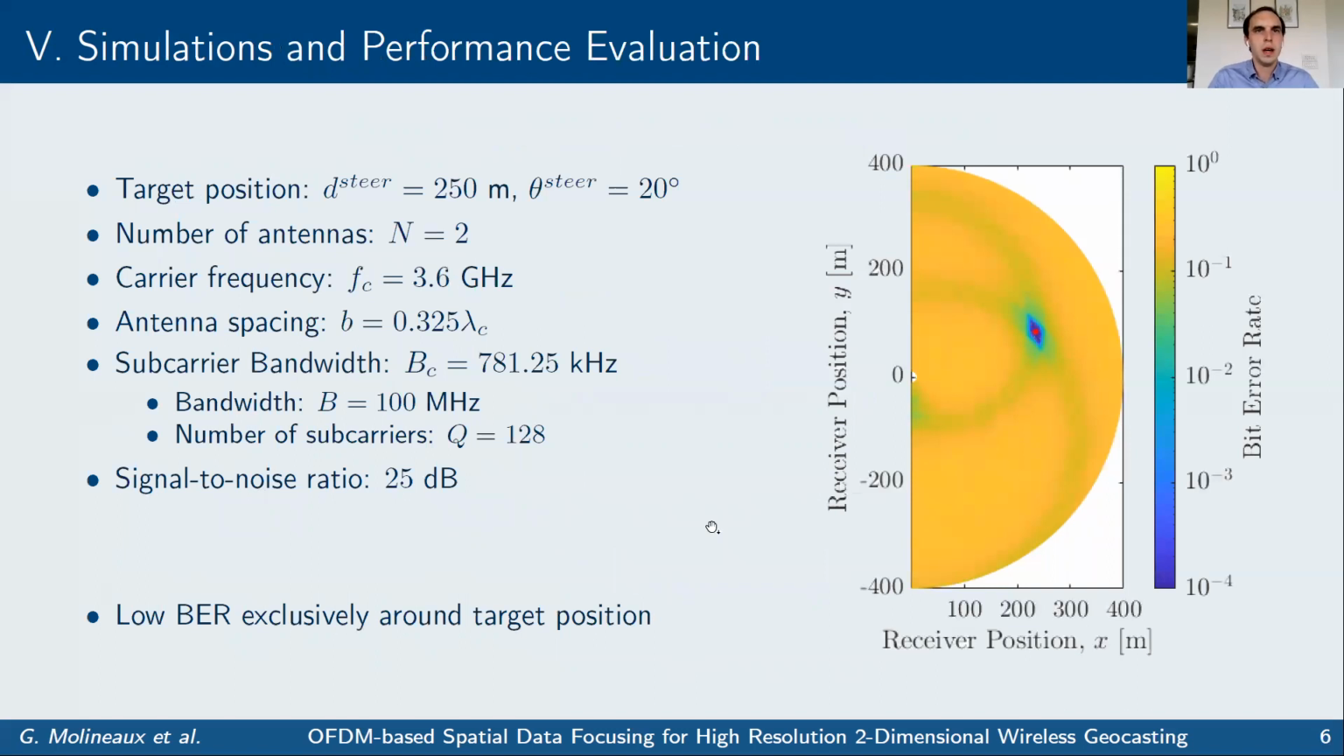If we have a look then at some of the simulations, we did a simulation here where the steering range is at 250 meters and an azimuth angle of 20 degrees, which is given in the figure by a red dot. We can see that there is a blue region, which signifies a low bit error rate, and hence communication is possible, that is centered exclusively around this target point. So confirming that we are indeed able to steer towards the desired location without having any other locations of low bit error rate.